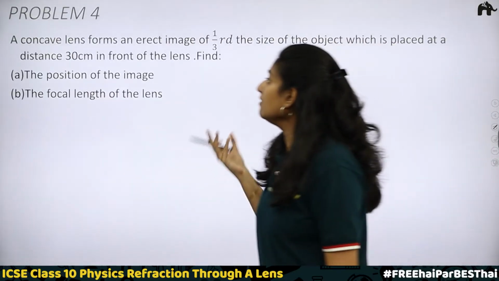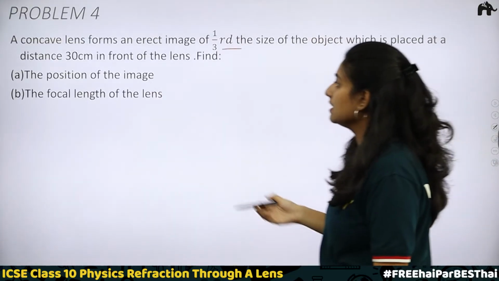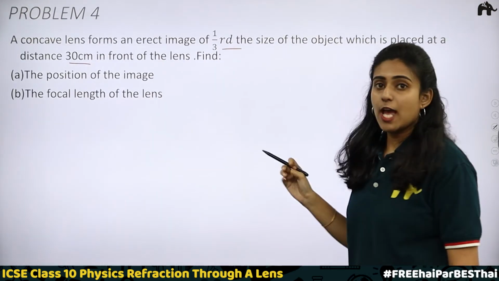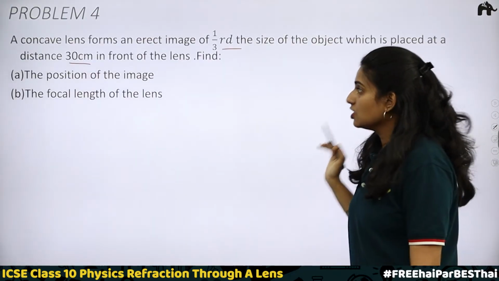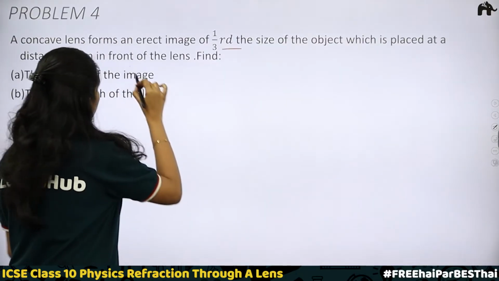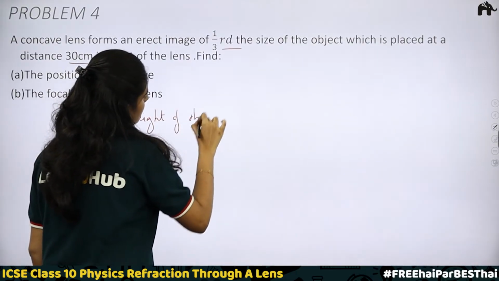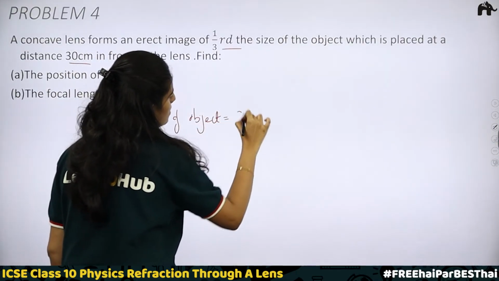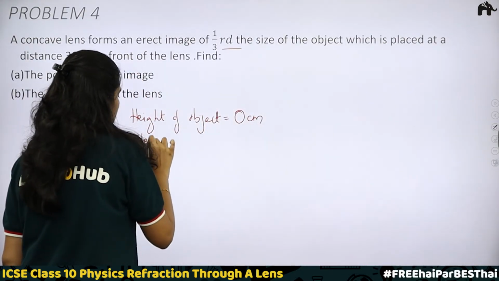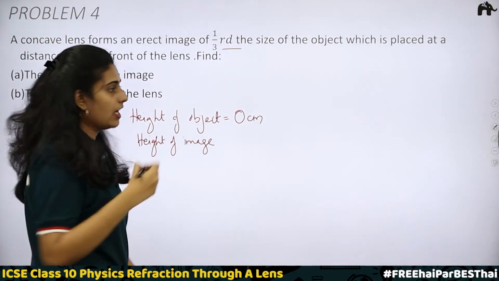Problem 4. A concave lens forms an erect image of 1 by 3rd the size of the object, which is placed at a distance 30 centimeter in front of the lens. Find A part the position of the image and B part the focal length of the lens. So here we have a concave lens. Concave lens means the focal length will be negative. If we are taking the height of object to be some O centimeter, then the height of image will be 1 by 3rd that of the height of object.